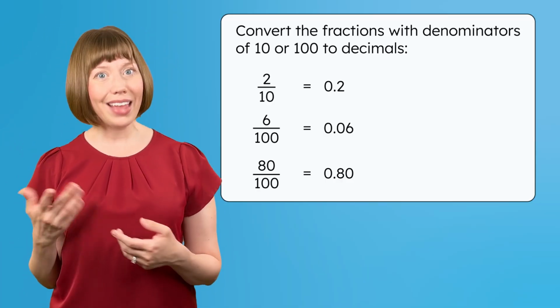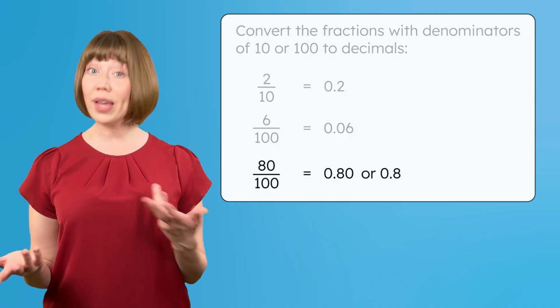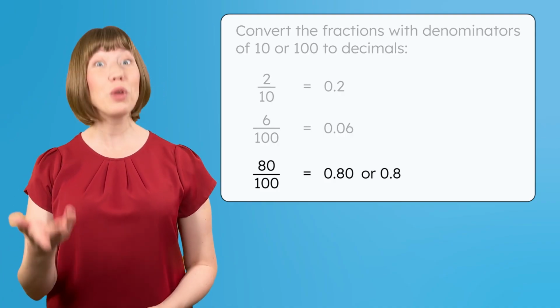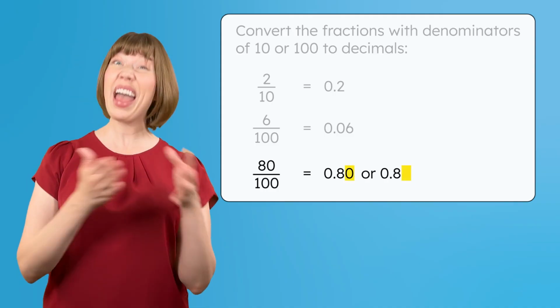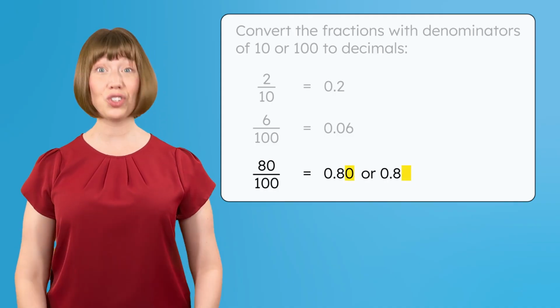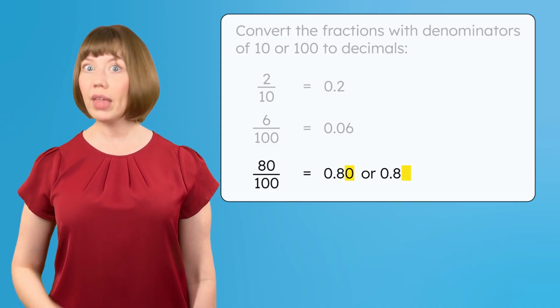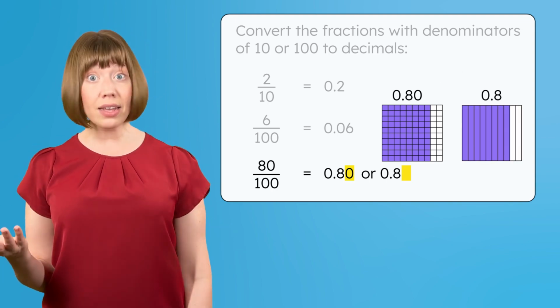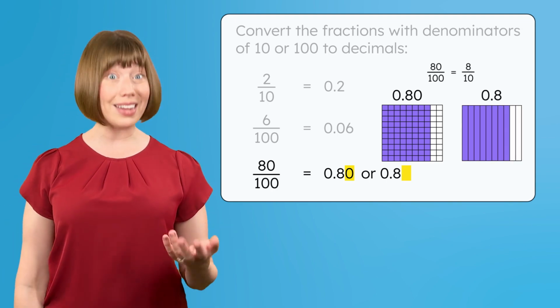Mia says 80/100ths is also 8/10ths. Why is that? Remember, adding a 0 after the decimal point doesn't change a decimal's value. 80/100ths and 8/10ths are equal because 80/100ths is equivalent to 8/10ths. Great job with those conversions! I think we're ready for more.